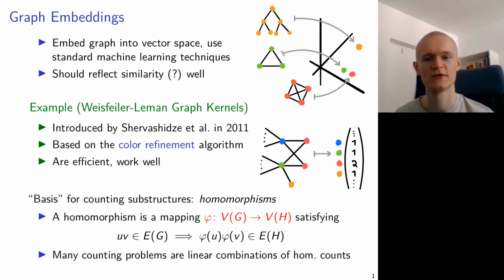As you know, a homomorphism is a mapping between the vertex sets of two graphs that preserves edges. And homomorphisms turn out to be some kind of basis for counting substructures. For example, if you want to count subgraphs, well, these are just linear combinations of homomorphisms. If you want to count these color refinement colors, well, these are just linear combinations of tree homomorphisms.